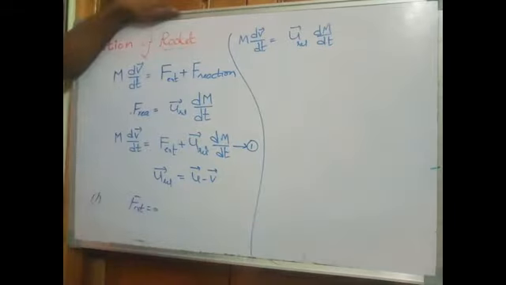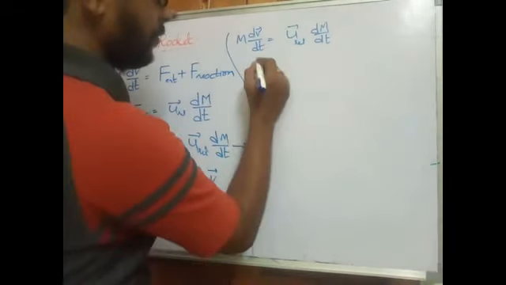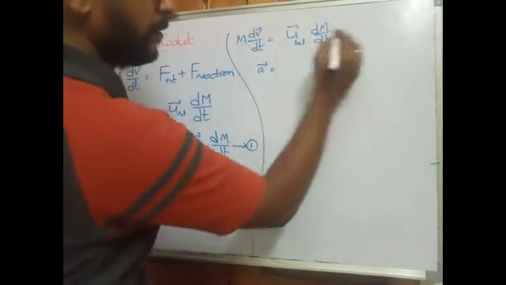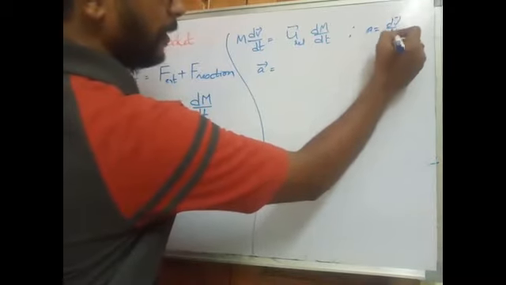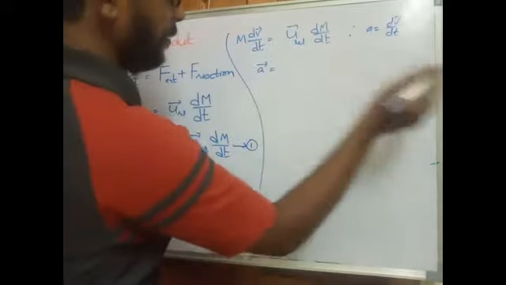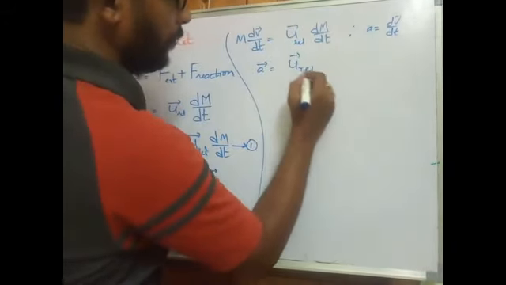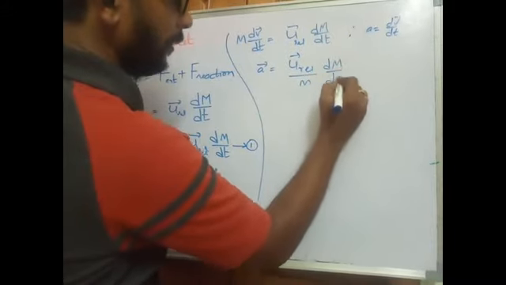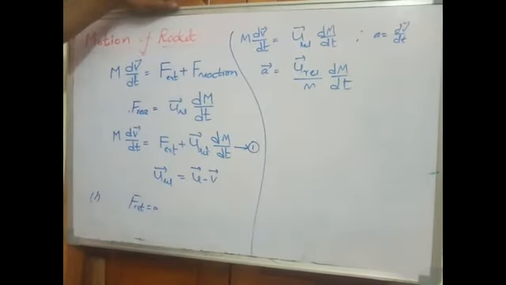As we know, rate of change of velocity is nothing but acceleration. So from this we get a bar, where a is equal to d v bar by dt, the acceleration. So a bar equal to, sending m to this side, u relative by m into dm by dt.